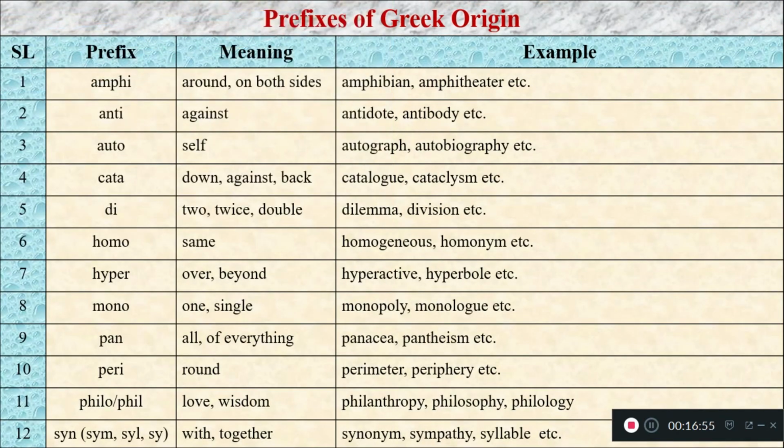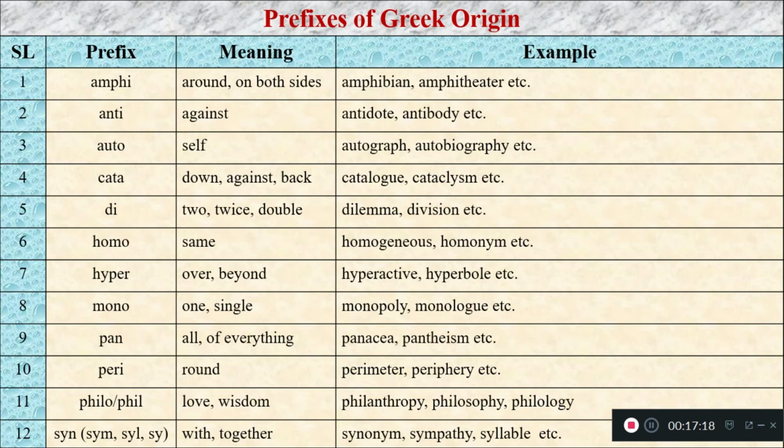Let's learn some important prefixes originated from the Greek language. Amphi means around or on both sides. For example, amphibian means an animal that can live both on land and in water. Amphitheater, a large hall for lectures in which the rows of seats are arranged on a slope.